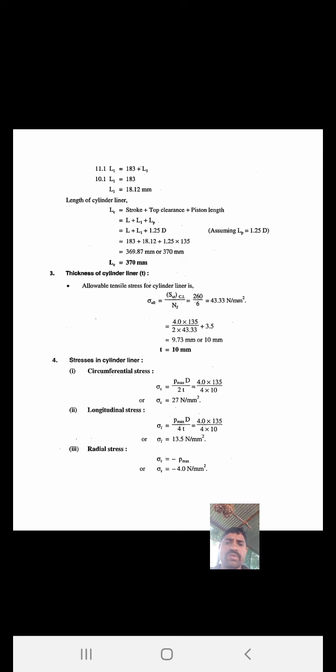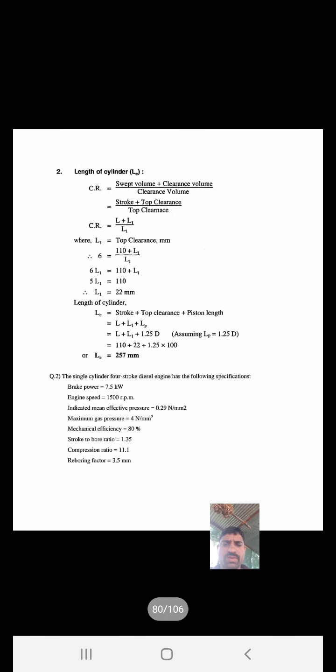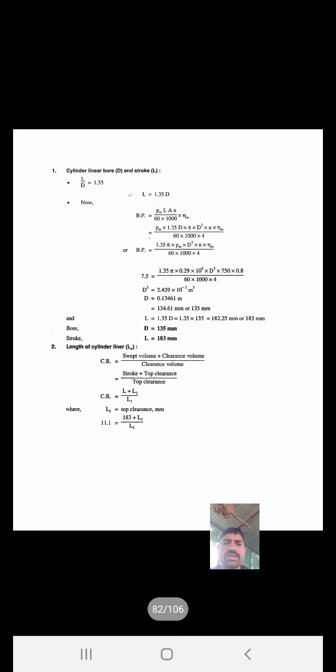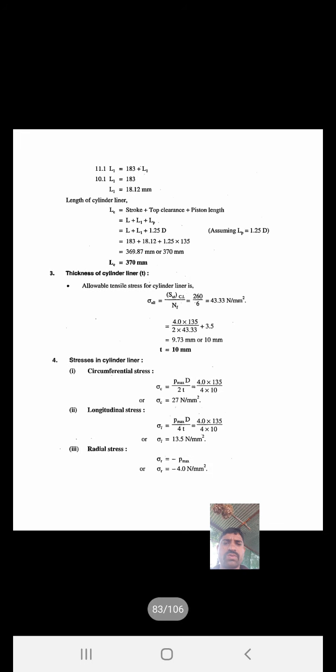And see how to calculate: thickness t is equal to P max into D divided by 2 into sigma all, plus the reboring factor. Here 4 into 135, where 135 is the bore diameter, divided by 2 into 43.33, plus the reboring factor 3.5. The reboring factor is given as 3.5, and P max is the maximum gas pressure, given as 4. You will get the thickness equal to 10 mm.